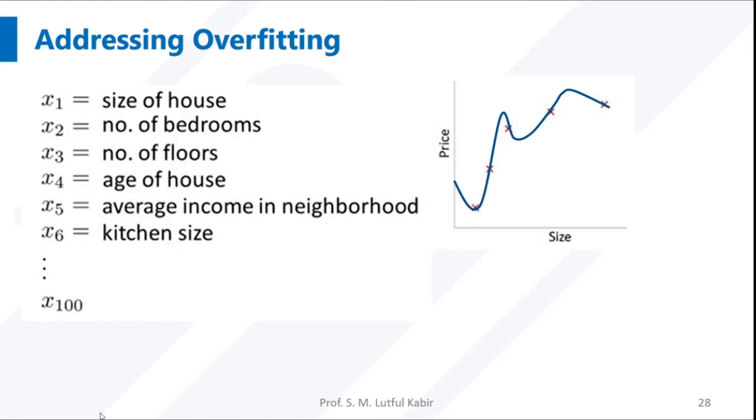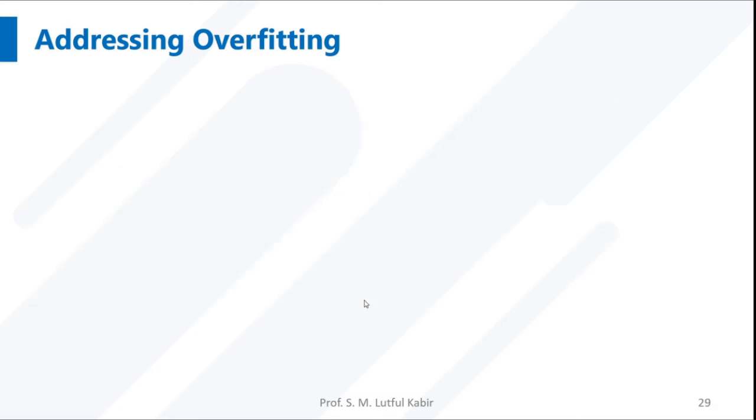It is very difficult to visualize the problem that is happening due to overfitting. For example, in the housing problem, if the number of features is, say, 100, you are totally lost on what to do with the overfitting, because you cannot visualize it by drawing on a card. So there are two ways or two options to tackle this problem.